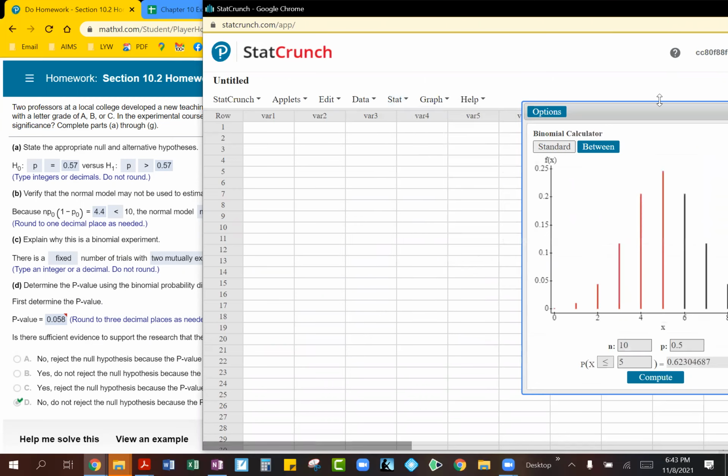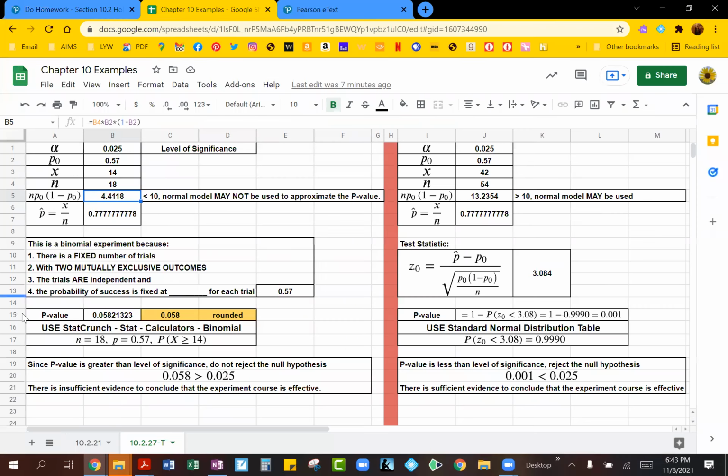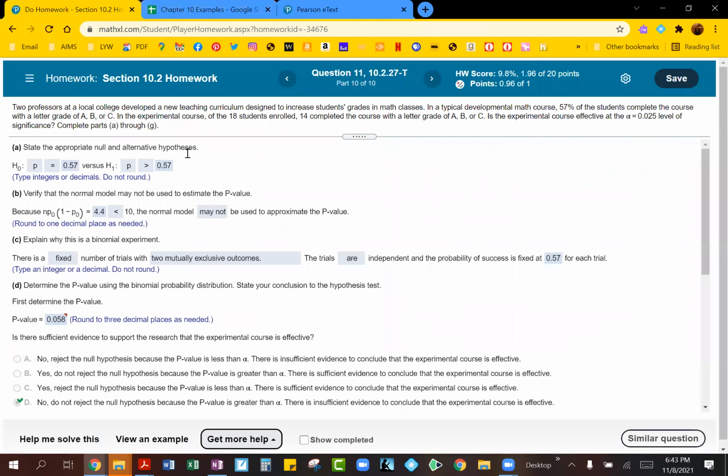Click on that. For us to be able to use this binomial calculator, I've put some instructions over here. You can see I'm saying use StatCrunch, and I'm giving you the n value because in that first part, you've got 18 students in this course. 14 of them have completed the course successfully. And also remember, you have an alternative hypothesis of p being greater than 0.57. So this is a right-tailed test.